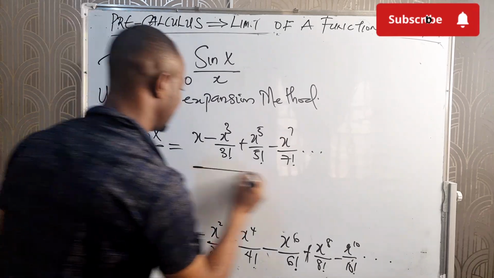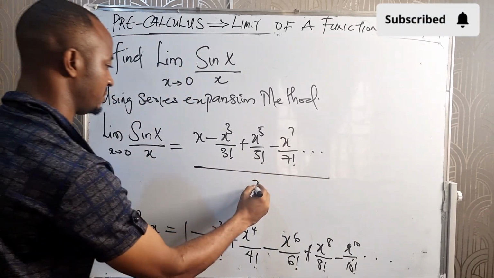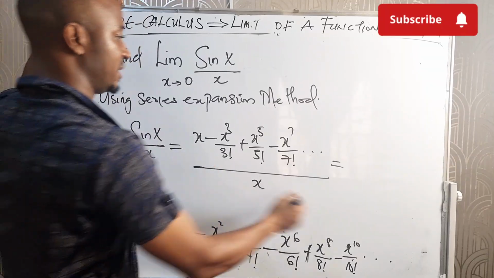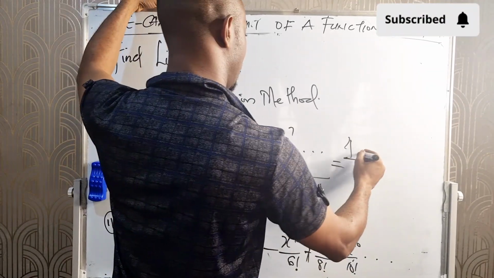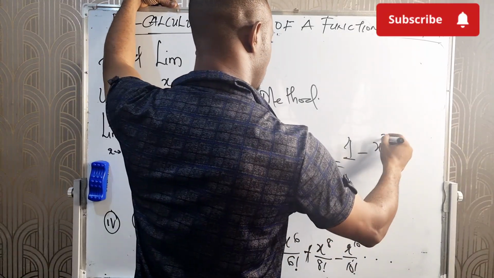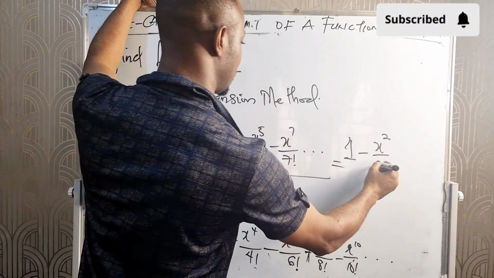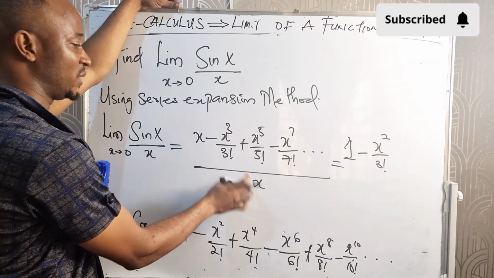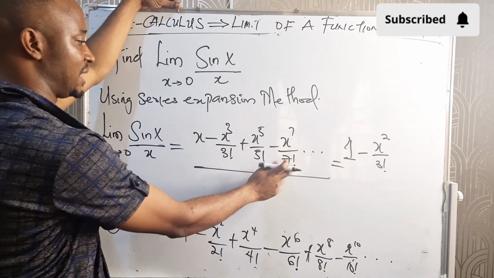But we are told that it is divided by what? By x. So we can cancel x from here, and we are left with 1 minus, we cancel x from here, that will give us x squared over 3 factorial. Don't forget that we are dividing x into each of these terms, so this x will affect this term, this term, this term, and this other term.